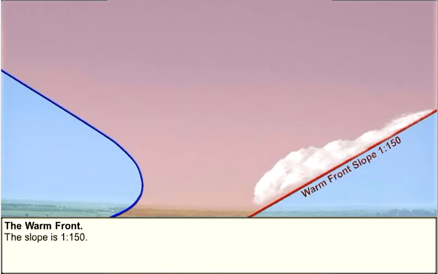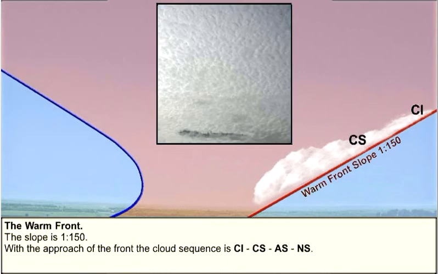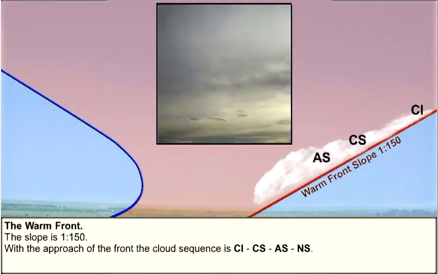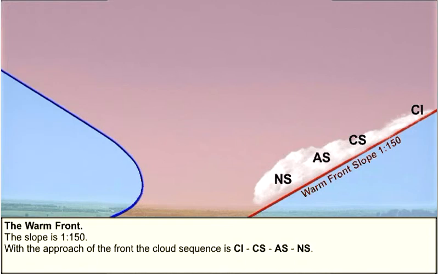It is very shallow, and the cloud that develops is mainly stratiform type. However, the first clouds noticed by an observer on the ground will be very high altitude cirrus, then cirrostratus. Eventually, as the front gets closer, thicker altostratus will be observed, and eventually, where the front meets the ground, the nimbostratus will prevail. The whole sequence may take up to 12 hours to pass over a location.